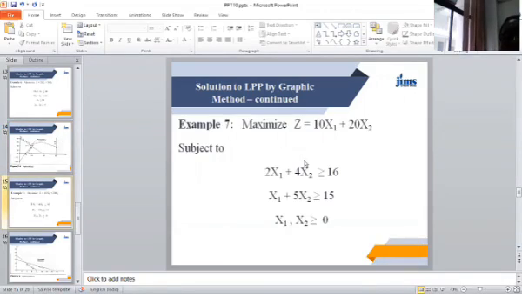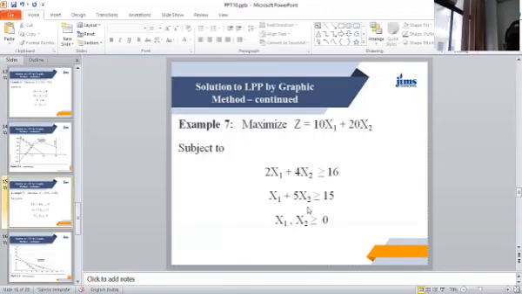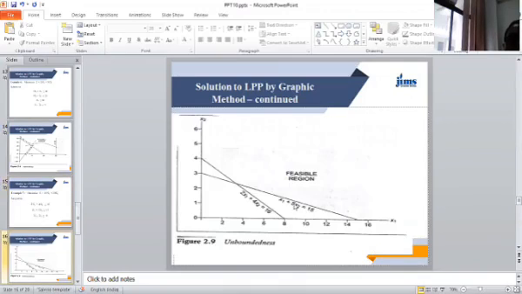Now let us consider another linear programming problem. Maximize z equal to 10x1 plus 20x2 subject to the condition 2x1 plus 4x2 is greater than or equal to 16, x1 plus 5x2 is greater than or equal to 15, x1, x2 both greater than or equal to 0. So when we draw the graph, x1 plus 5x2 is 15, and this is greater than or equal to 15. So the solution will be above this line. 2x1 plus 4x2 is 16. Solution will be above this line.